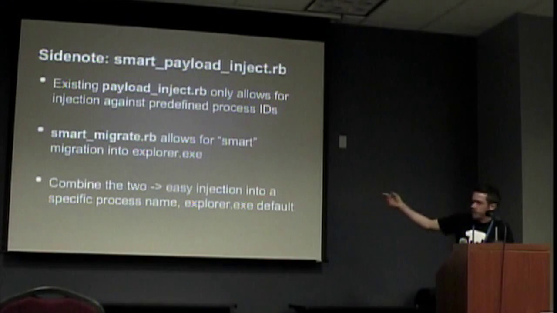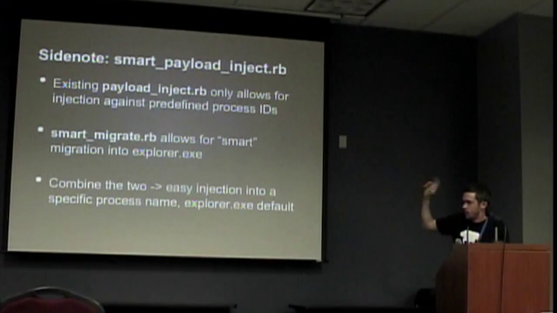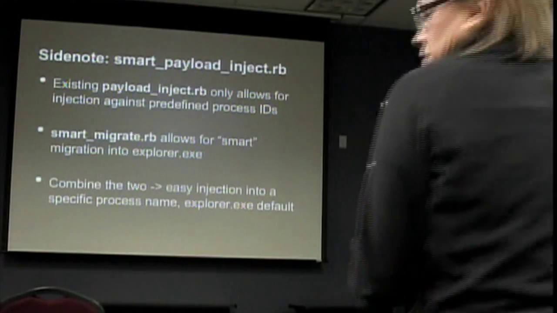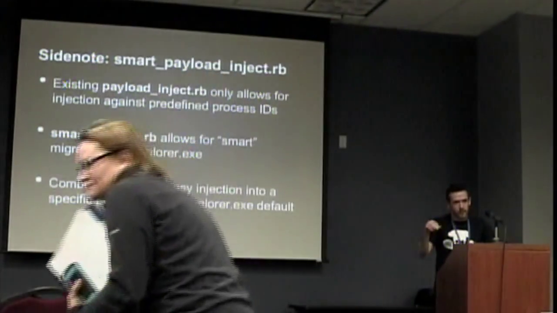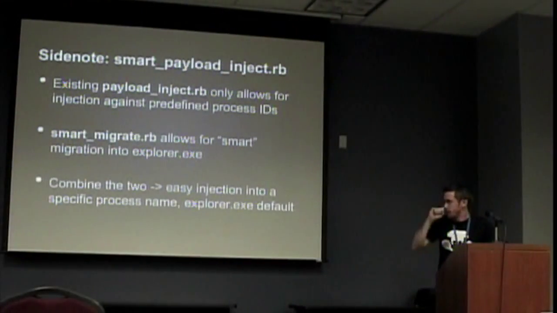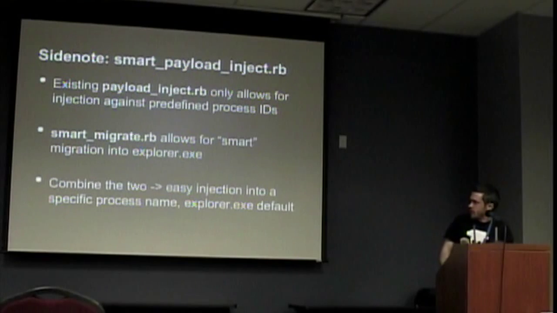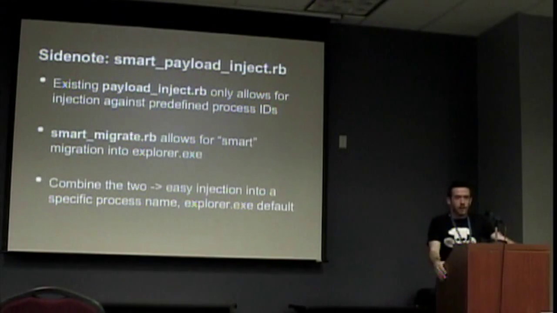But smart_migrate, which is another Metasploit post module, allows for smart migration into a process name. This will go through every process name, find it, and actually migrate to it. So I was like, okay, why don't we just take the two bits of functionality and stuff them into one module? So you can do easy injection into a specific process name, by default explorer.exe. So that's the smart payload injector.rb that I built.